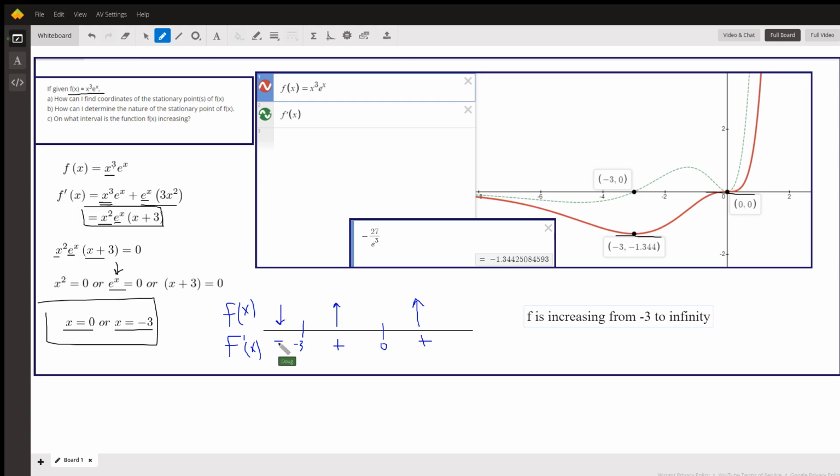So when the first derivative is negative, the original function is decreasing. The tangent lines are going downhill. Between -3 and 0, since the tangent lines have positive slope, the original function is increasing, and so to the right of 0. So since at -3 we went from decreasing to increasing, we've got what's called a relative min here.